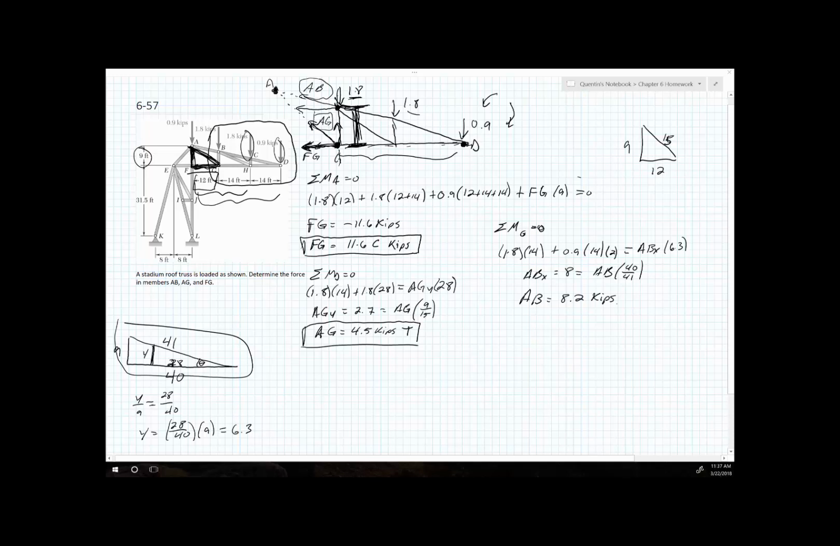Okay, tension or compression? Well, I got a positive number, therefore I drew it right, and I drew it away from the point, so therefore this is in tension. And boom, there you go. So there's your 3 answers.